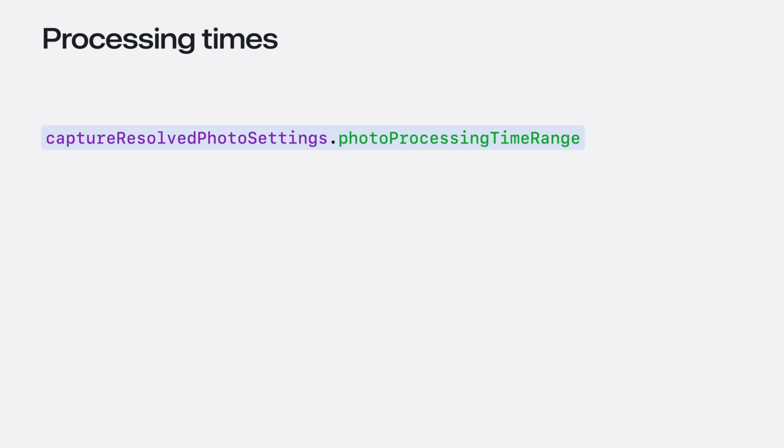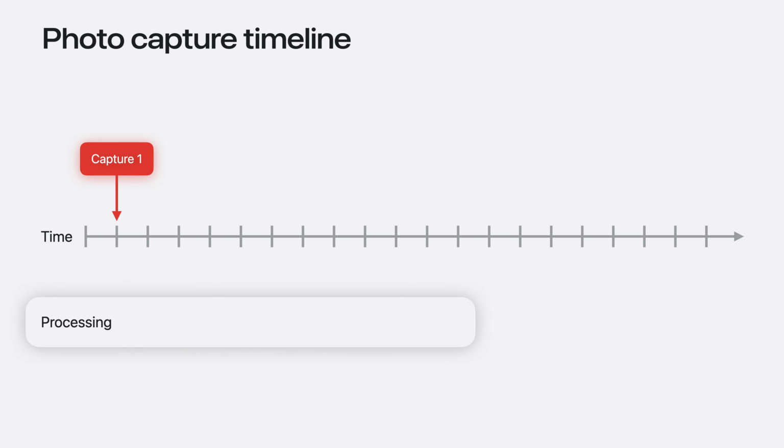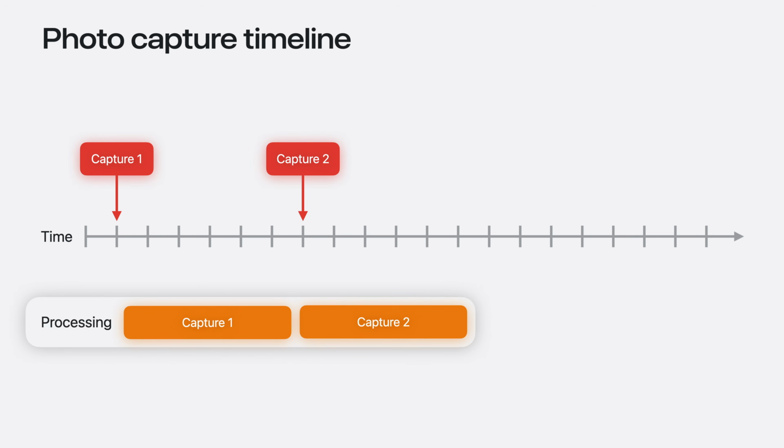It tells you how long to expect before the photo is delivered to your delegate. The next photo can only be captured once the previous photo finishes processing. This delay between the two captures is referred to as shot-to-shot delay. Enabling responsive capture on AVCapturePhotoOutput allows overlapping captures.